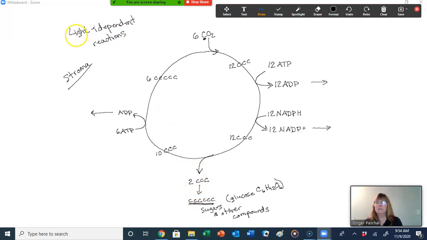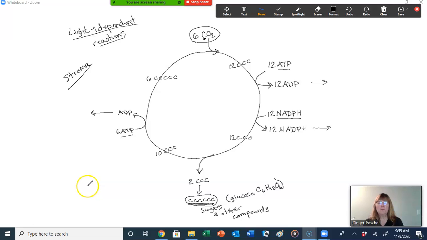And this is the light-independent reactions. So the goal is to take carbon dioxide from the atmosphere and fix it into a molecule that will store large amounts of energy for a long period of time. And that energy comes from the ATP that was made in the light-dependent reaction and the NADPH that was also made in the light-dependent reactions.